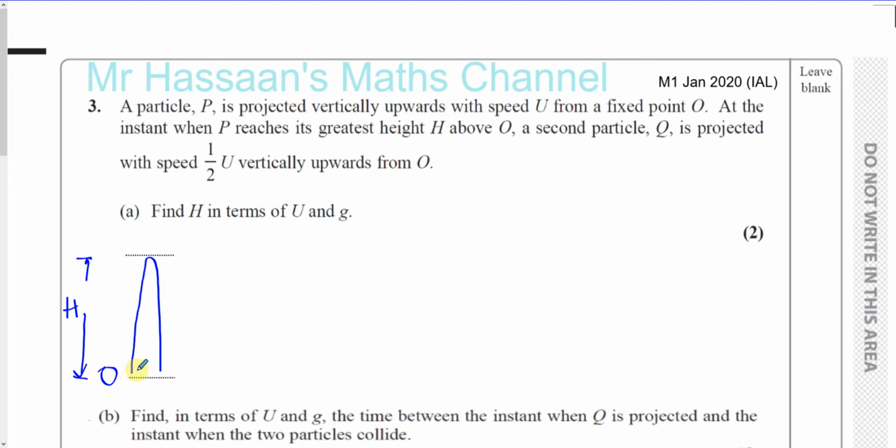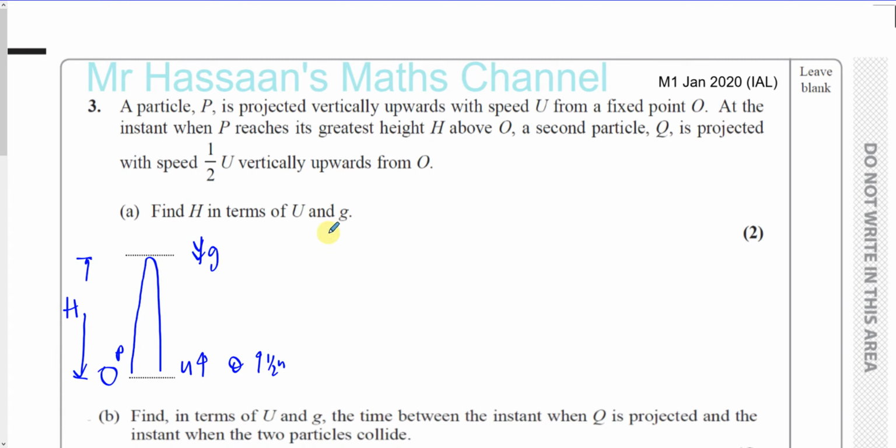It's projected with the speed U, upwards, and gravity is acting downwards. At the instant P reaches its greatest height, Q is also projected with a speed of half U vertically. So this is P, and Q is projected at the time when P has reached H. I don't think we need that for part A. Part A says find H in terms of U and G.